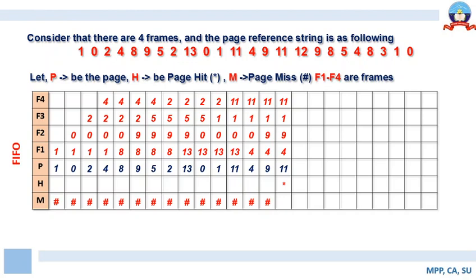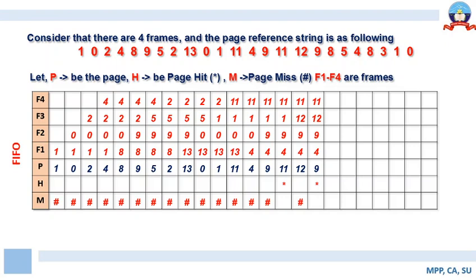Now after reference to page number 11, there is a reference to page number 12. Page number 12 is not there in the memory, so the oldest page that is there in the memory will be replaced by page number 12. If you see, the oldest page is page number 1, so page number 1 will be replaced by page number 12. Now after 12 there is a reference for page number 9. Page number 9, if you see, is already available in the memory in frame number 2. So here there is a page hit. Whenever there is a page hit, there won't be any replacement taking place.